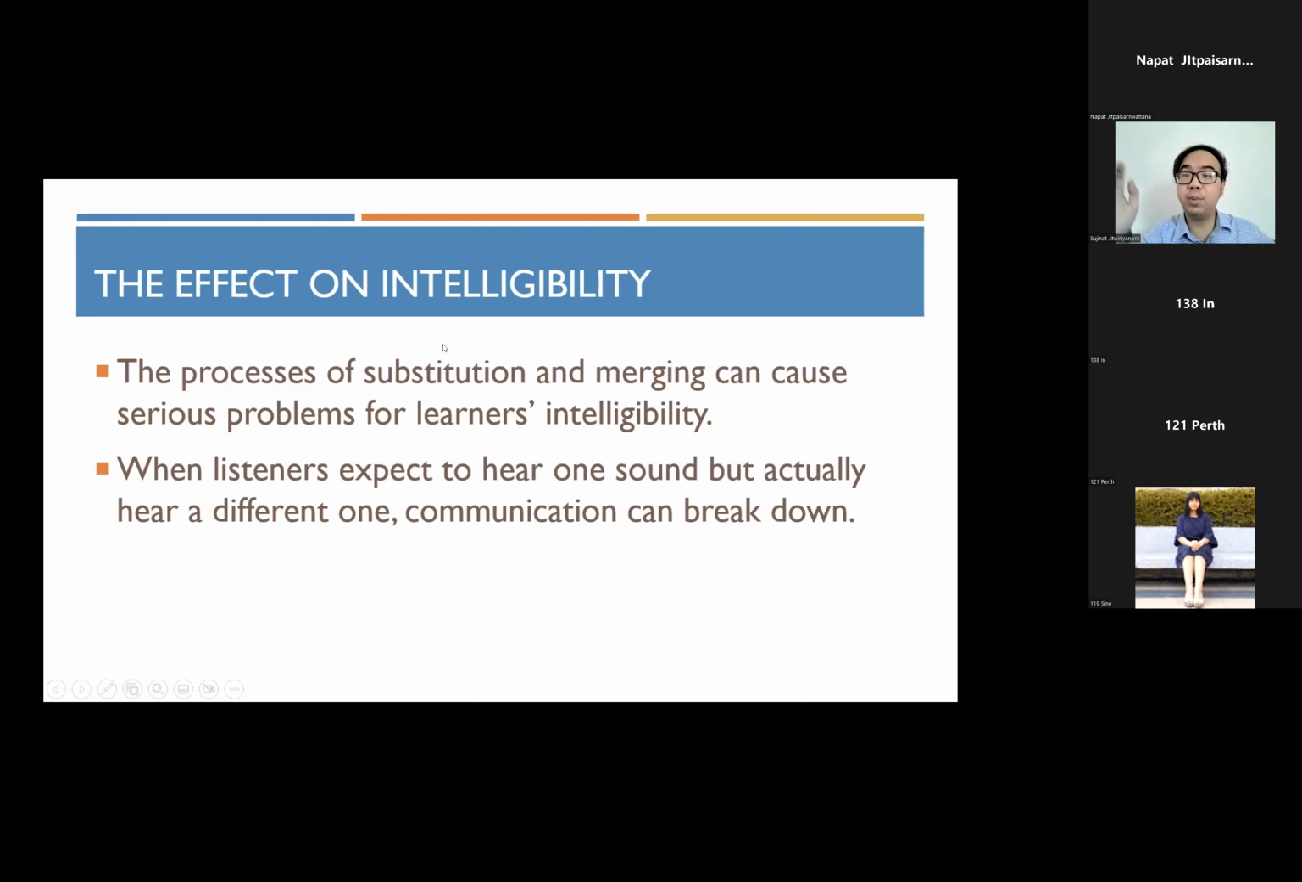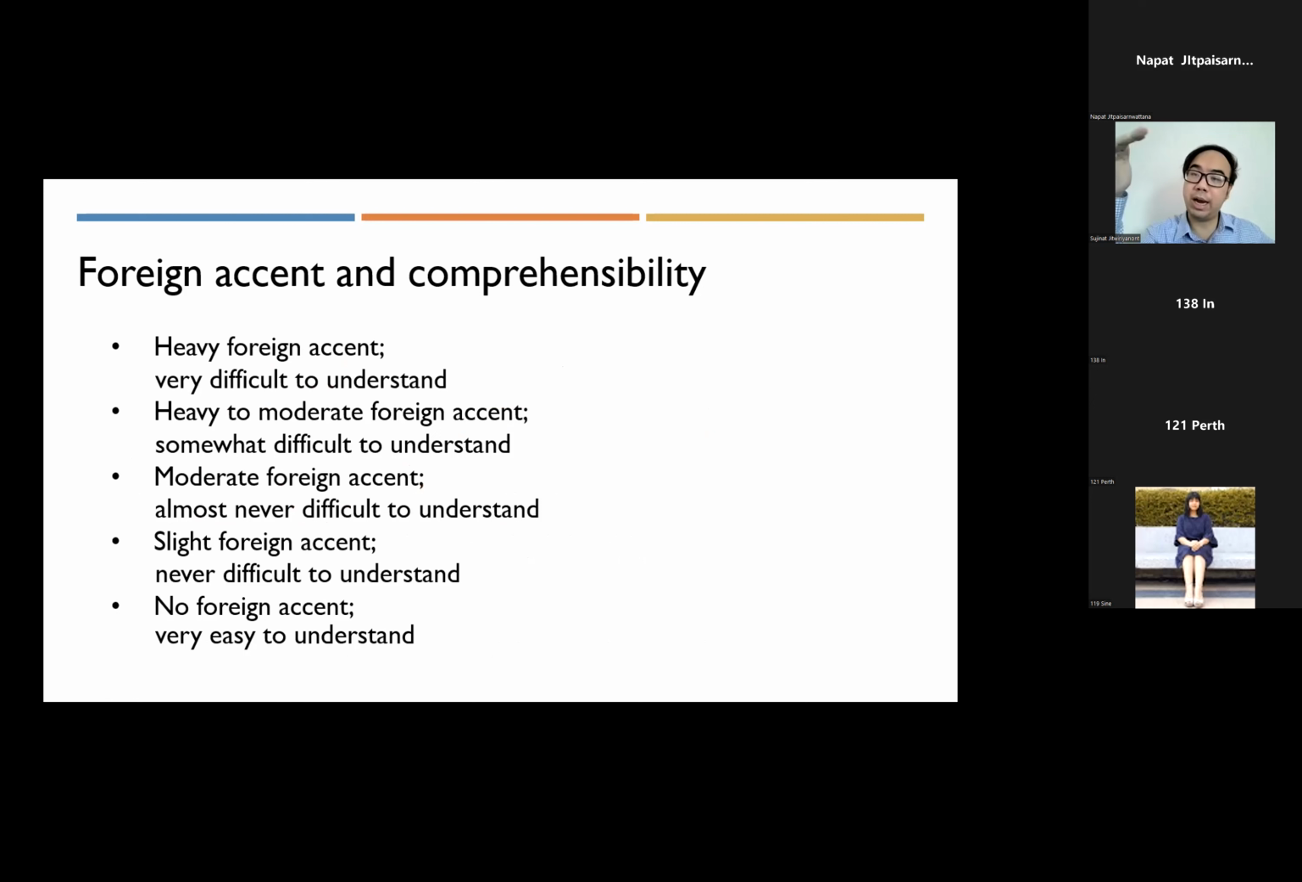So it would lead to the effect of intelligibility. Different degrees of accent can lead to different understandability. So I would say that we can categorize the accent and comprehensibility with this.